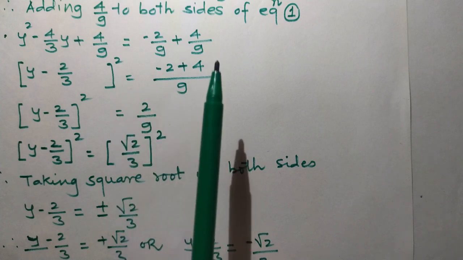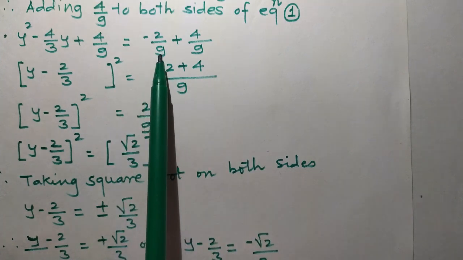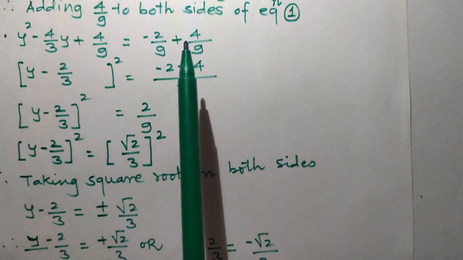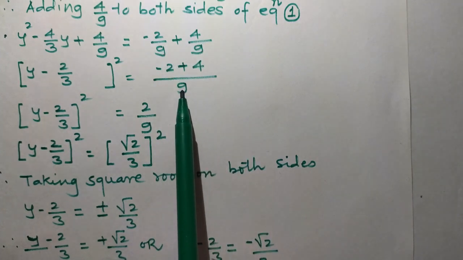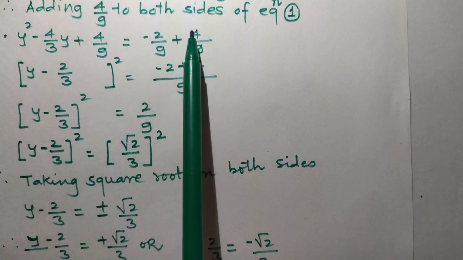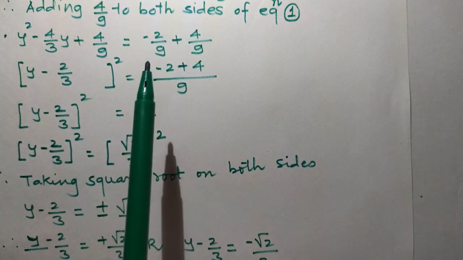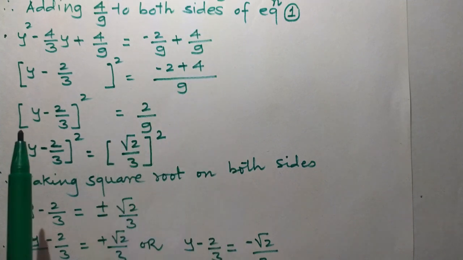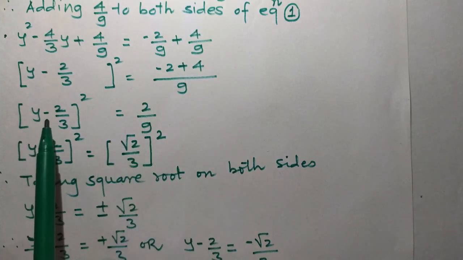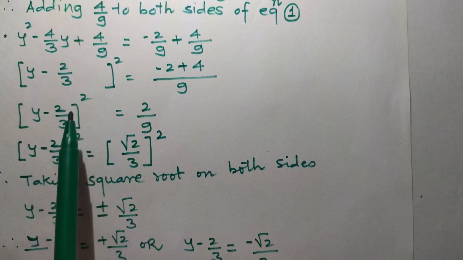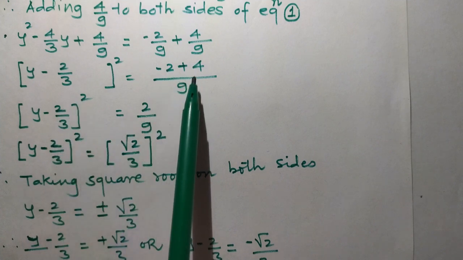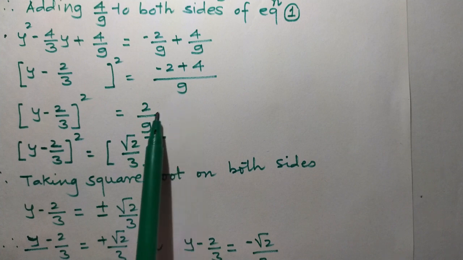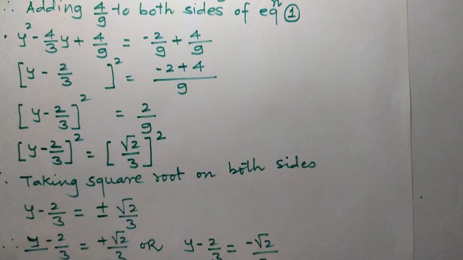Here on the right hand side, what do you have? Taking 9 as a common denominator, you have to add or subtract the numerators. What are the numerators? Minus 2 plus 4. So it will be y minus 2 upon 3 whole square is equal to minus 2 plus 4, which becomes 2, so it will be 2 upon 9.